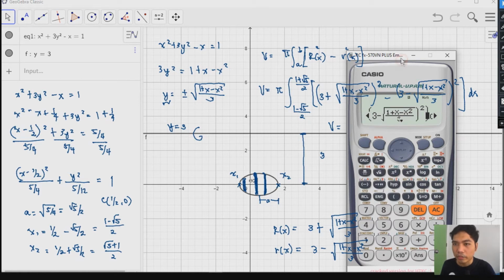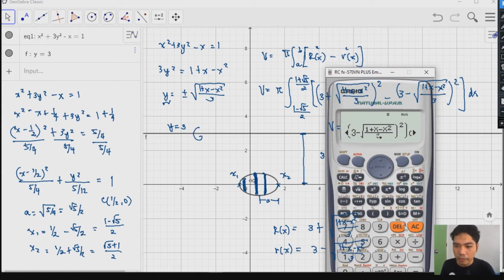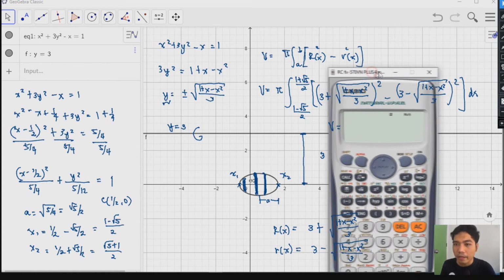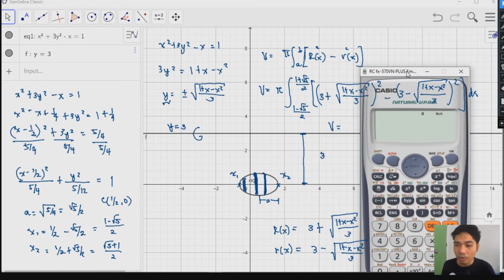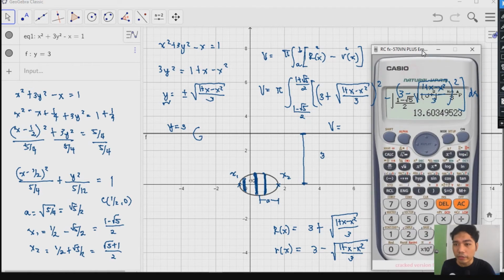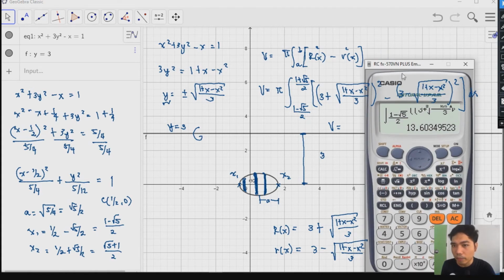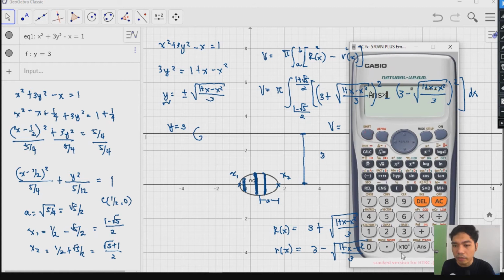Okay, so I think we're done with the writing. So we can just press equals. Okay. And mind you, this takes quite a long time kasi this one is integration and the calculator is having the square root and then yung limits pa natin is naka-radical. So, ayun pala, okay na. So that's 13.6034, pero hindi pa naka-multiply yung pi. So multiply ko ngayon yung pi. Okay? So this gives me 42.7366.